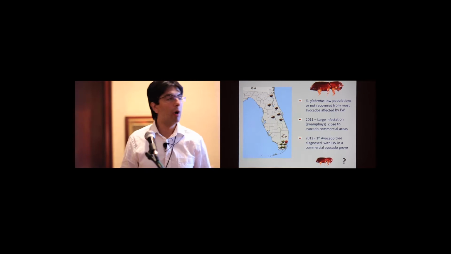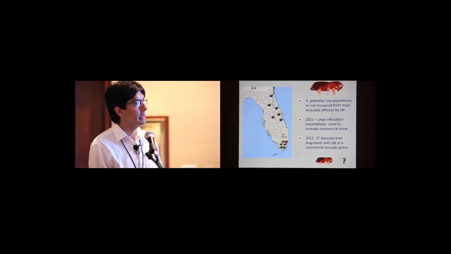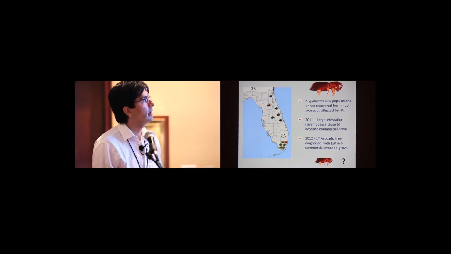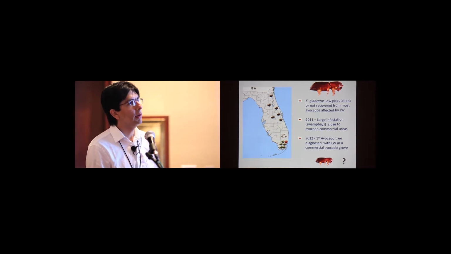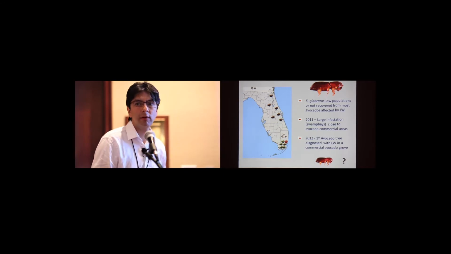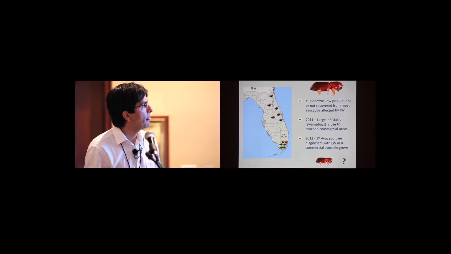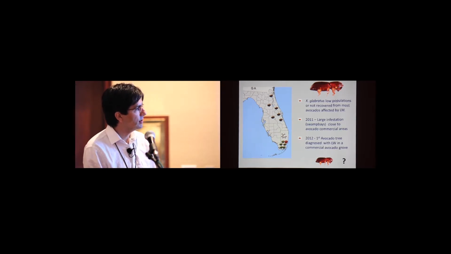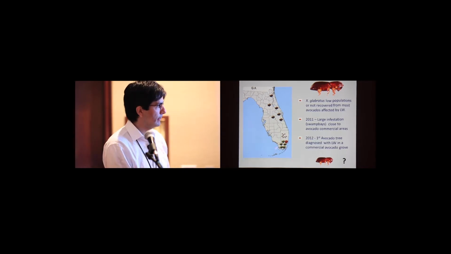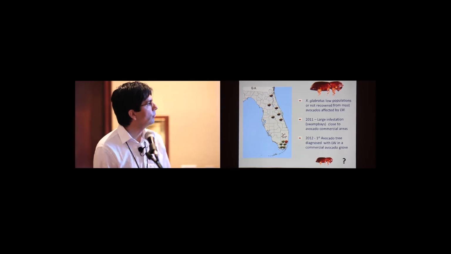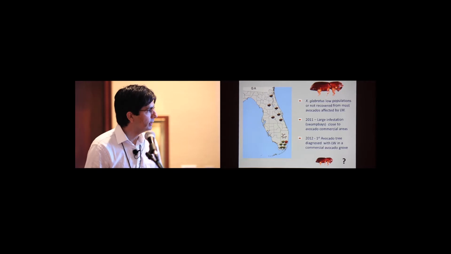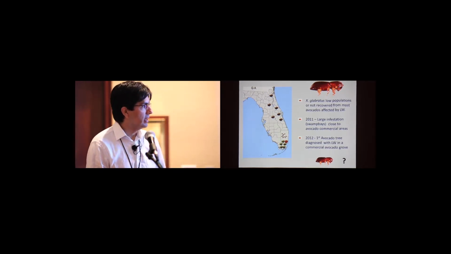But back to our main interest, that is the redbay ambrosia beetle. I think Jorge already touched on this. Basically, we found Xyleborus glabratus in very low populations, or we didn't recover it in most of the avocados that were affected by laurel wilt throughout Central and North Florida. Finally, in 2011, we found a large infestation very close to the commercial avocado region. It's less than 10 miles from the northern part of the avocado region.